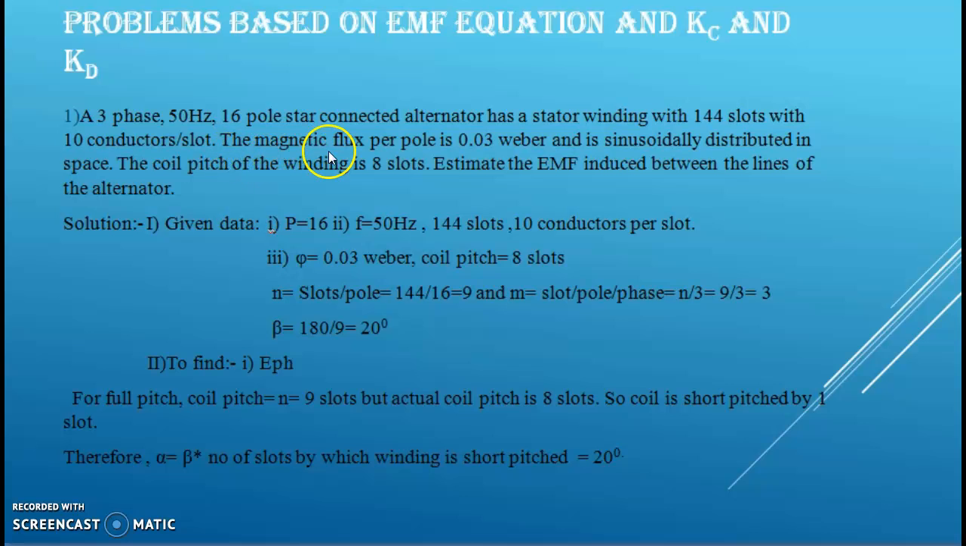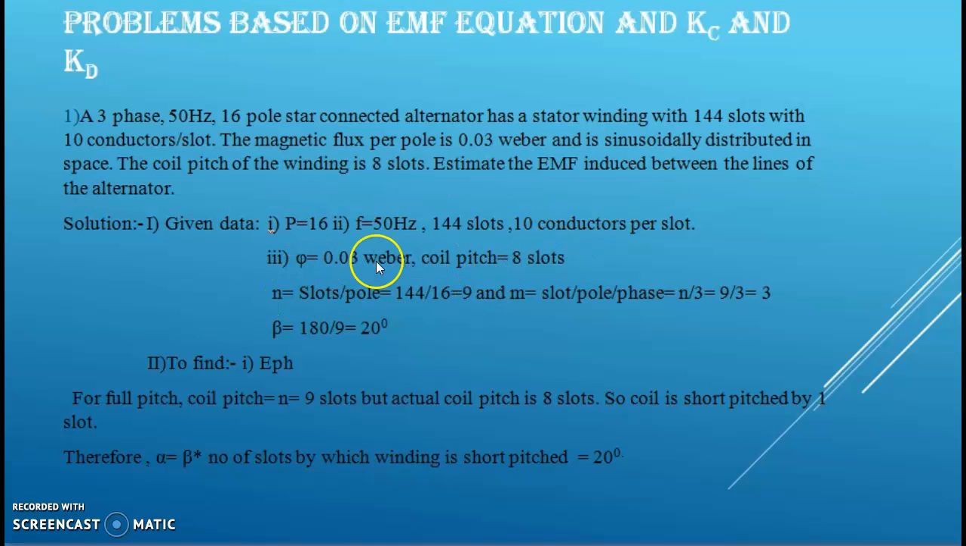Now next, the magnetic flux per pole, that is phi, is equal to 0.03 Weber, which is sinusoidally distributed. Then the coil pitch of the winding is 8 slots. So we have to decide now whether this is a full pitch or short pitch. The coil pitch here is 8 slots. And then we have to estimate the EMF induced, that is the EPH.